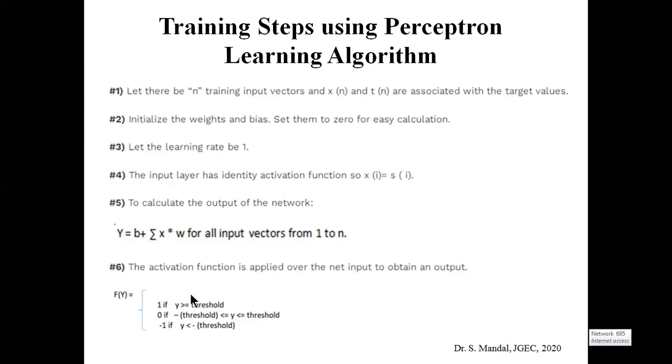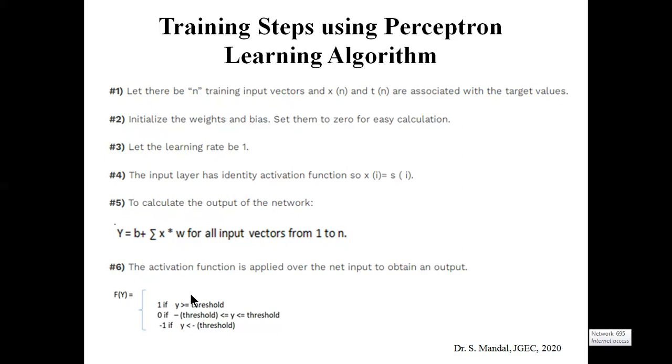Okay, so now coming to the training steps using the perceptron learning algorithm. First, let there be n training input vectors xn and tn, where x is the input and tn is the target value. Now initially the weight and bias can take any value like 1 or 0.